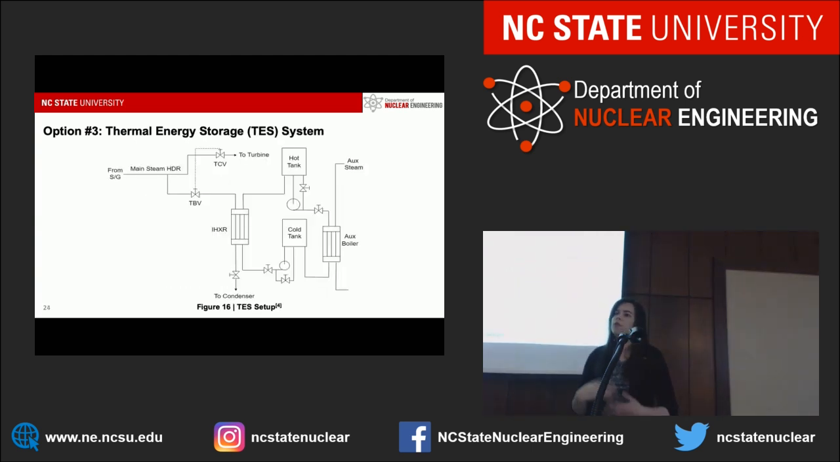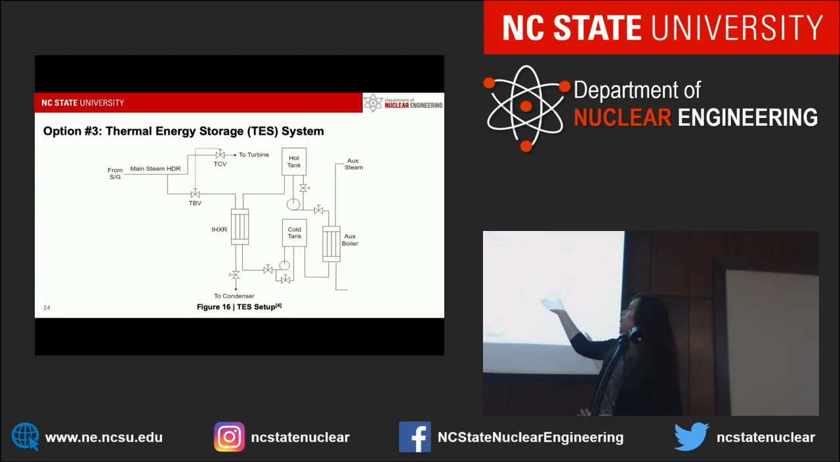For our third option, we decided to analyze a thermal energy storage system. This system was originally developed by Connor Frick and Dr. Doster, and it was meant to be coupled with a pressurized water reactor. However, this system can also be adapted for our boiling water reactor, as well as scaled to our size.